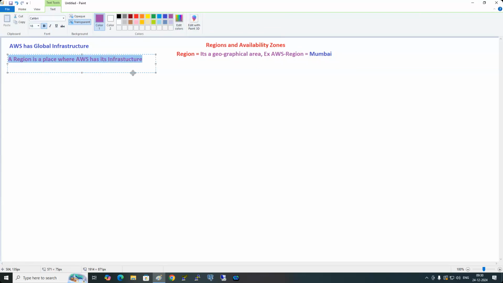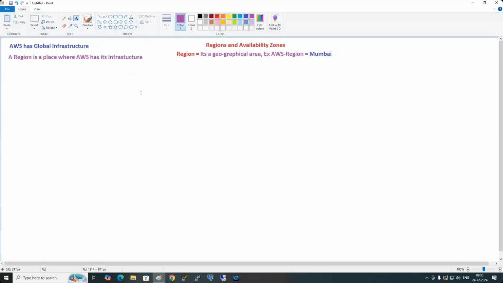Good. So a question for you. Mumbai has what? Mumbai has data centers, yes or no? What is Mumbai called? A region. So what does Mumbai have? Data centers. From now onwards, we should not call them data centers. We should call them availability zones.